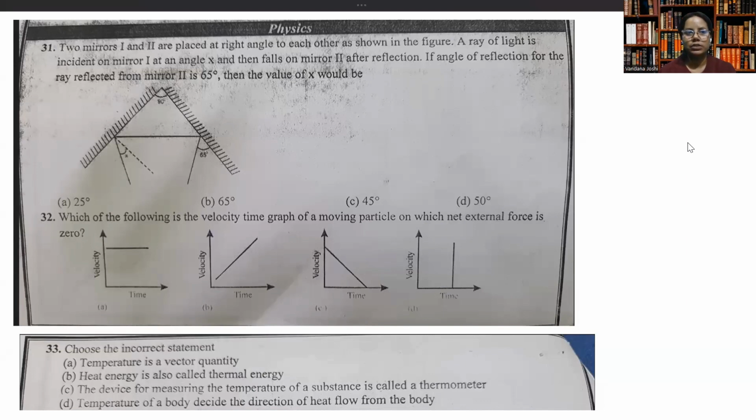I'll be solving another mock test today. We'll start with the physics portion.